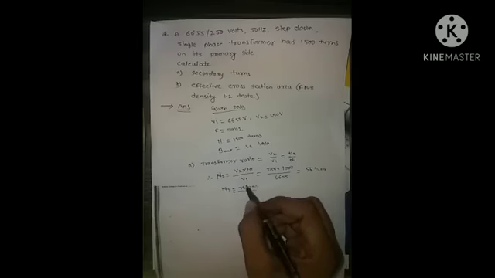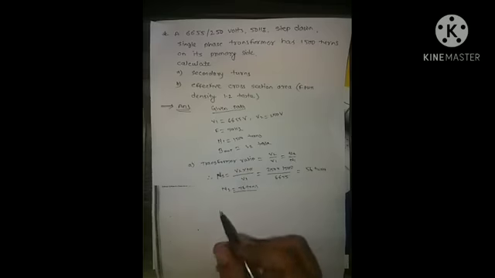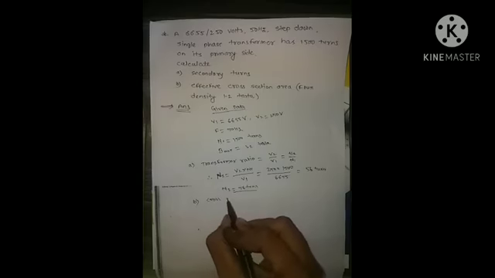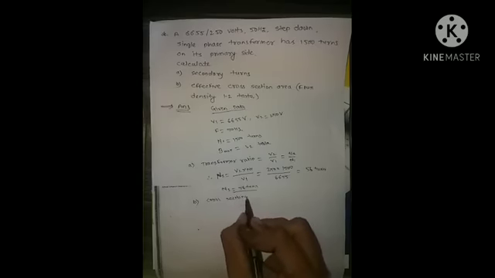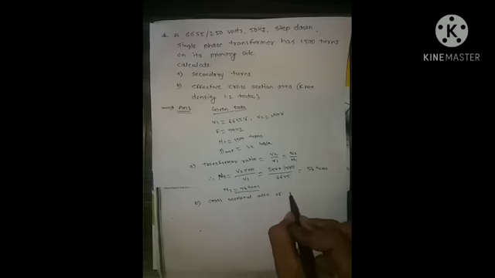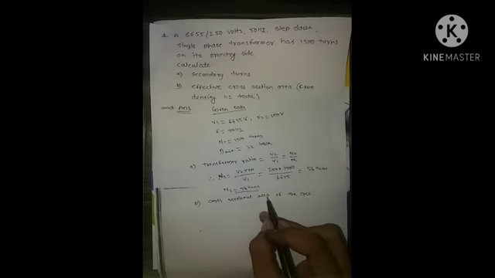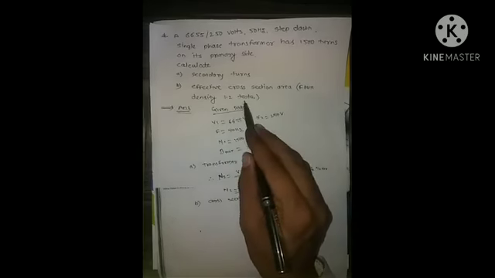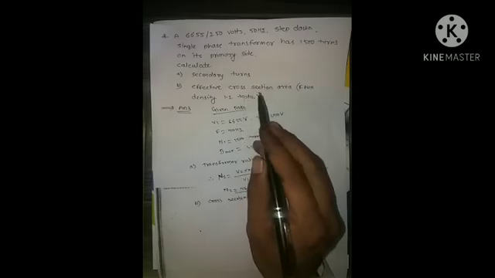Now we have to find the cross sectional area of the core. For that, the given flux density is 1.2 Tesla. So first of all we have to find the flux, and after that we can find the cross sectional area of the core.